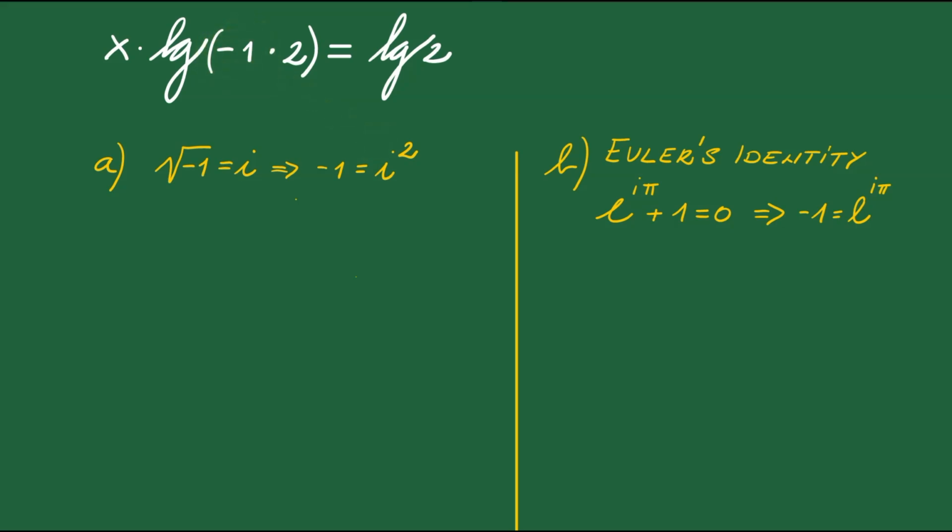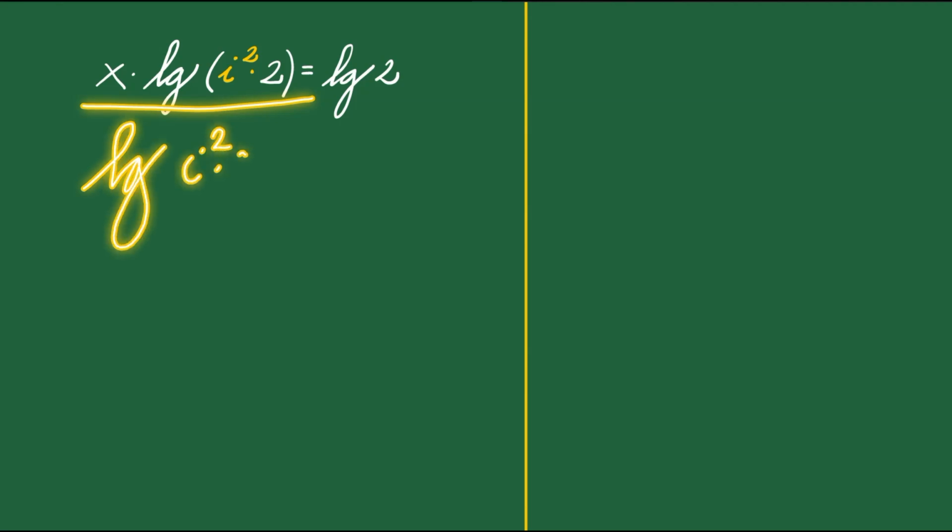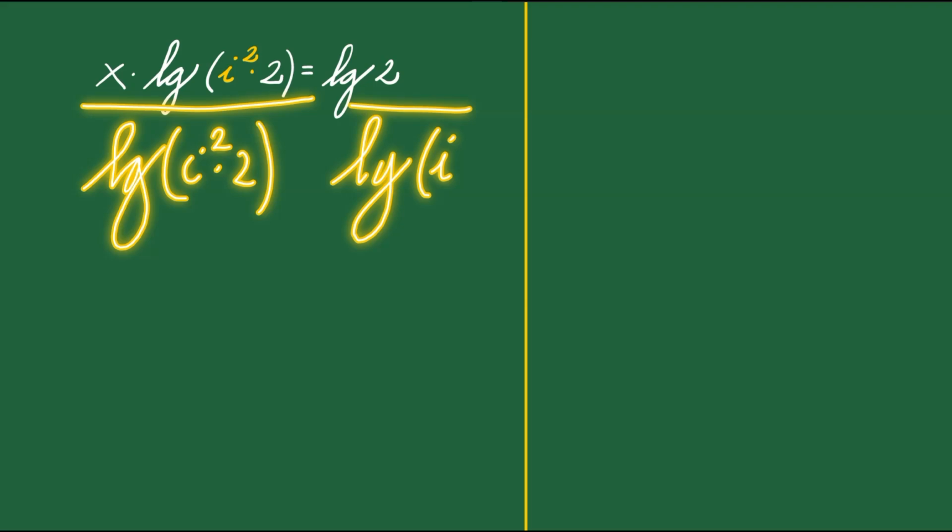Let's proceed with the first method and substitute I squared in place of -1. We divide the left-hand side and the right-hand side of the equation by the natural logarithm of 2 times I squared. And simplifying, we get logarithm of 2 over logarithm of 2 times I squared.